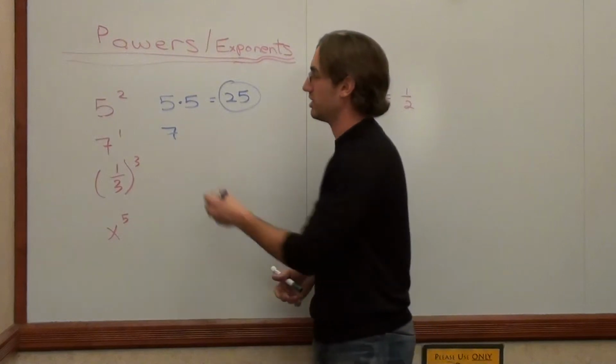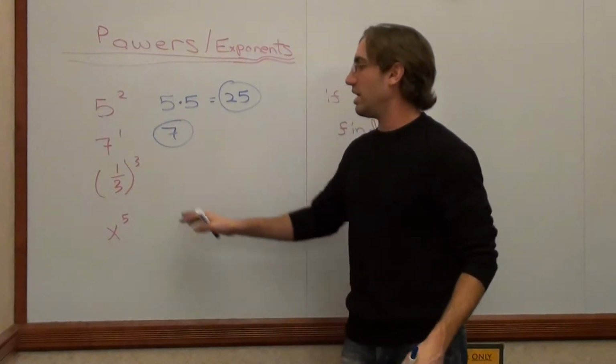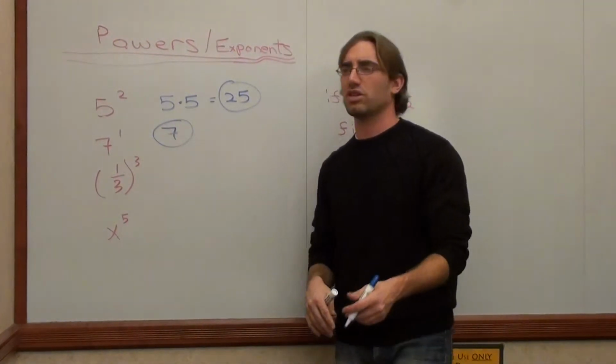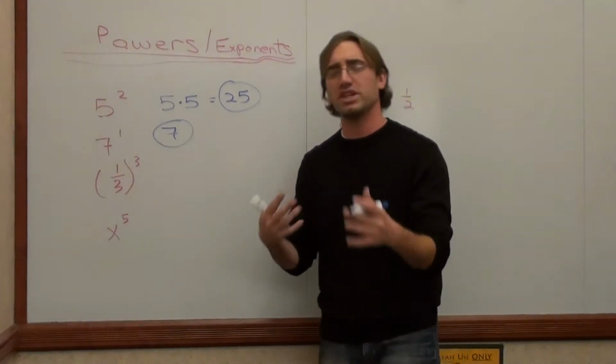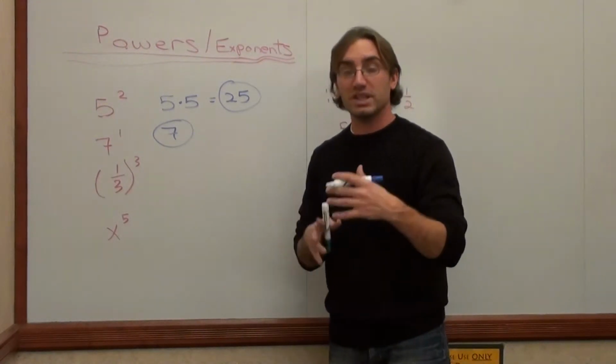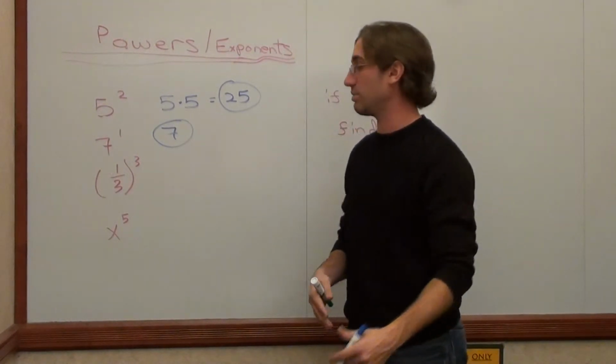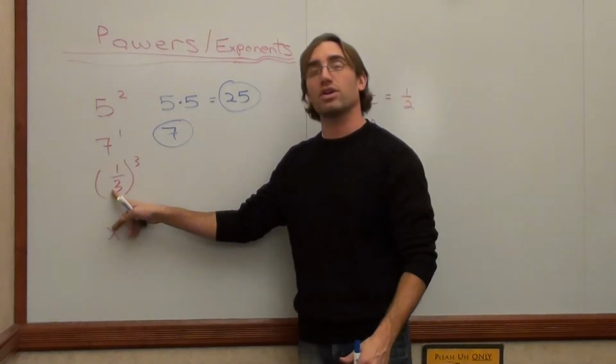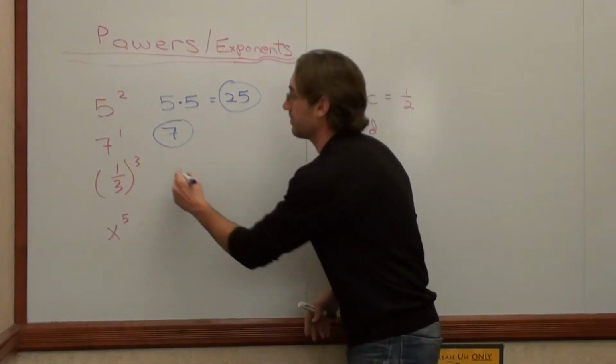You can't do anything, it's just 7. Now this one tricks students, 1/3 to the 3rd, and sometimes they give up. There's no need to give up. Just be deliberate on how you decide to approach the problem. It's telling you to write 1/3 3 times.